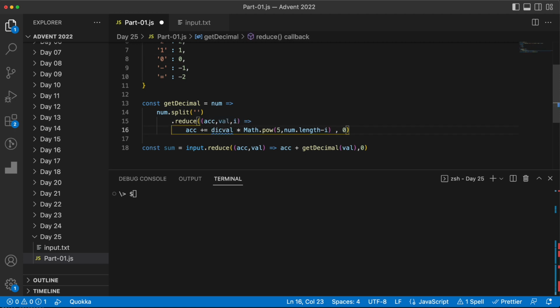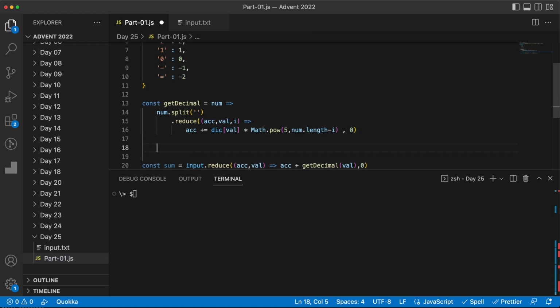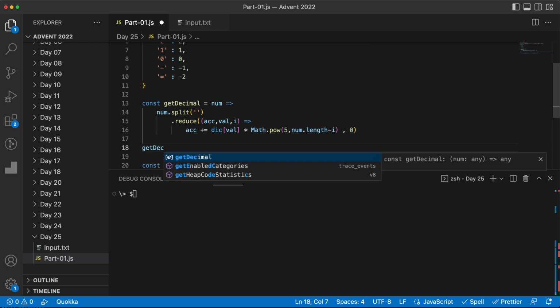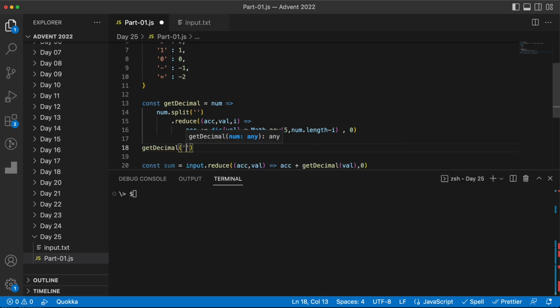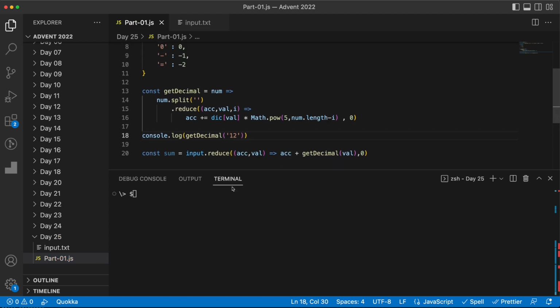So I would say dictionary of that value. To test it, I would say get the decimal of, like, 1, 2. I need to log this. I'm getting 35, which is not correct. I need to have minus 1 here as well. So we're going one power less. So it's getting 7, which is correct.